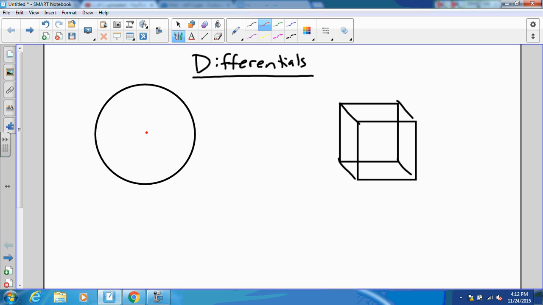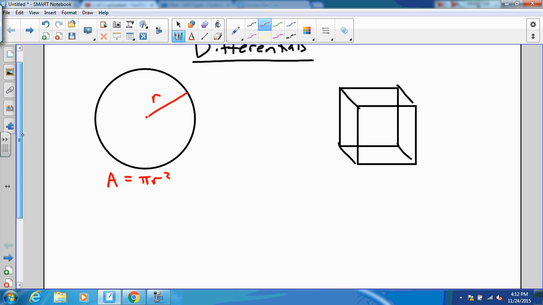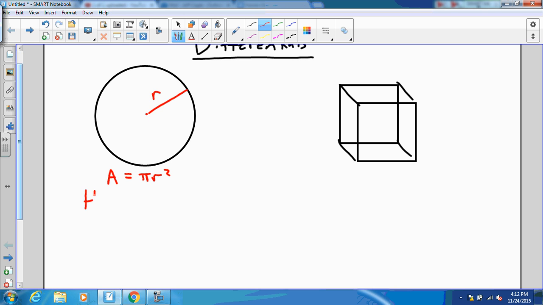Let's come over to the circle here and give it a radius of r. And when we give it a radius of r, we can also compute the area, which of course is pi r squared, as you are familiar with from geometry. Now we want to ask an important question. How does the area change as r changes?